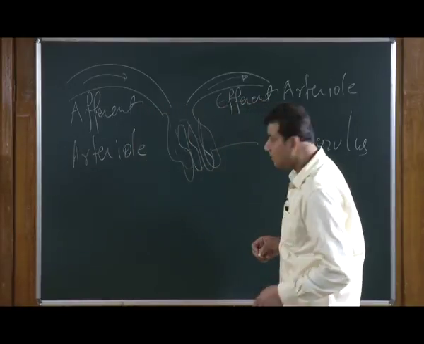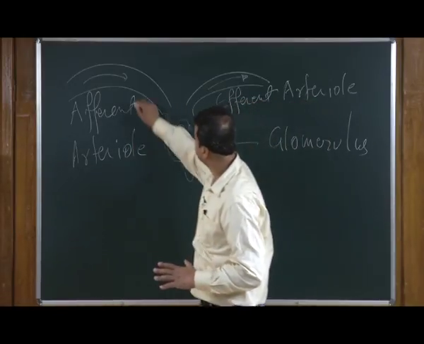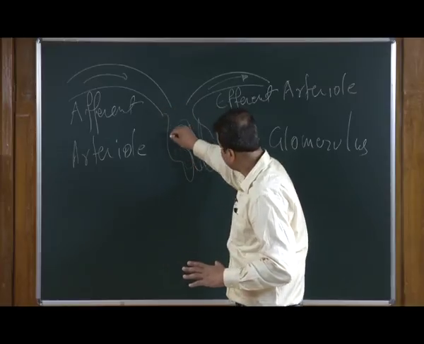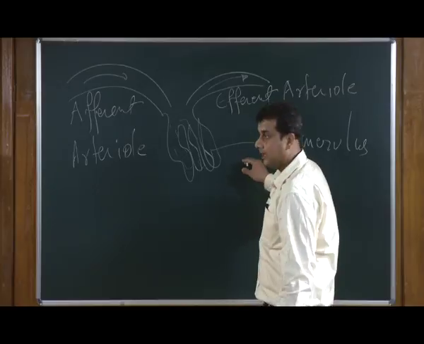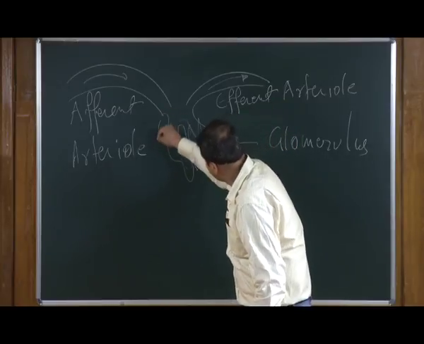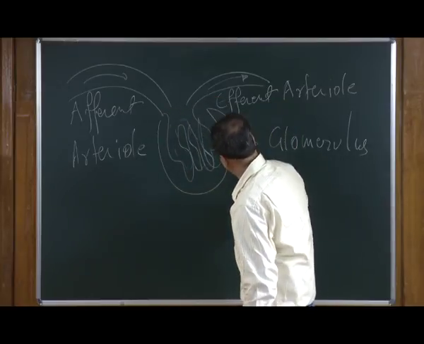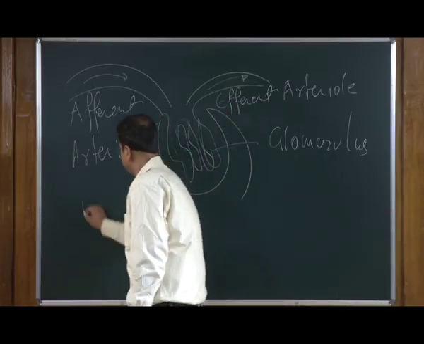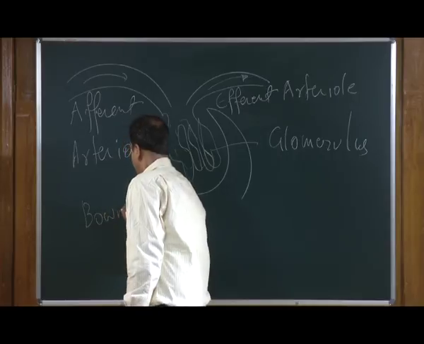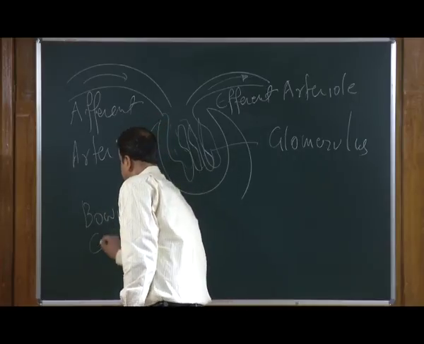Now what is happening here is the blood is coming and passing through this small meshwork which we call the glomerulus, and then we have this cup-like structure, which we call the Bowman's capsule.